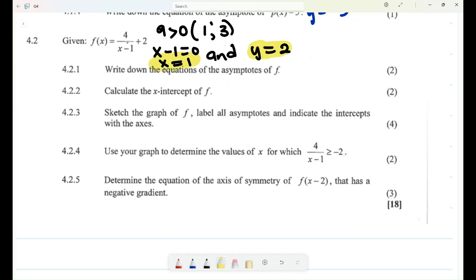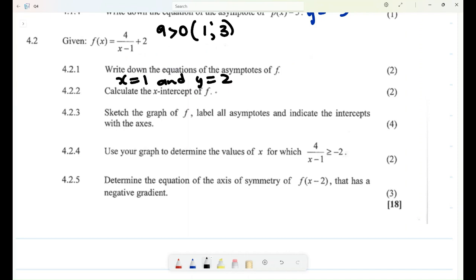Remember, when they want the equation of the axis of symmetry, just take this. If they want it with the positive one, you say x minus 1 plus 2. If they want it with the negative one, you just include the negative there. Alright? 4.2.1, write down the equation of the axis of symmetry. Already wrote them. X is equal to 1 and y is equal to 2.